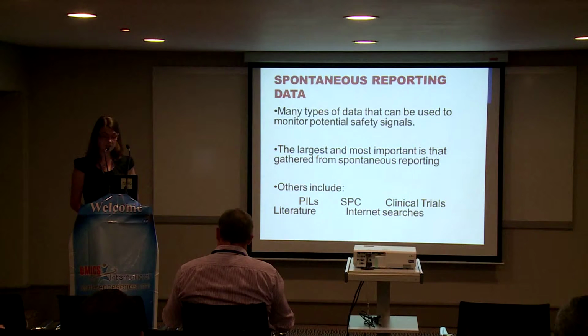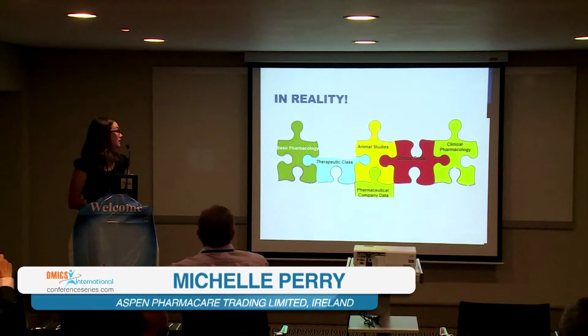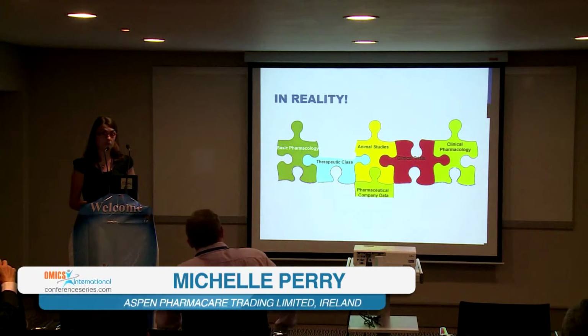Spontaneous reporting data is the largest part of information, and the information we can get from spontaneous reporting contributes a lot to signal detection. There are many other types of data that can be used to monitor potential safety signals. In reality, the picture is a little bit more like this. We have a lot of information missing that we need to gather post-marketing.